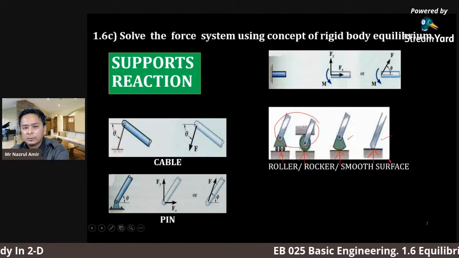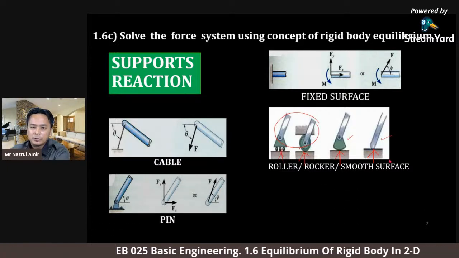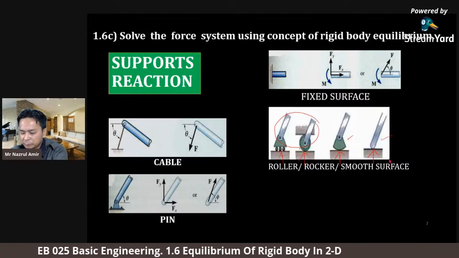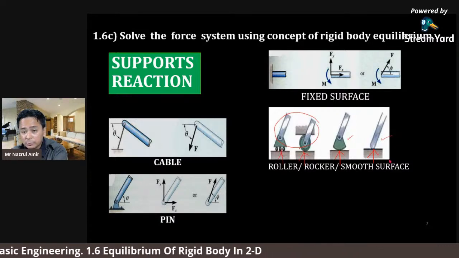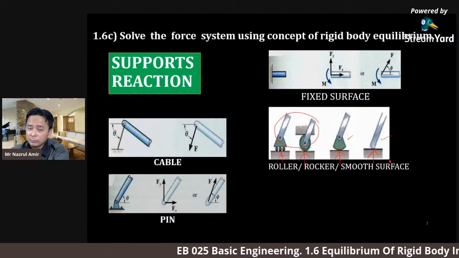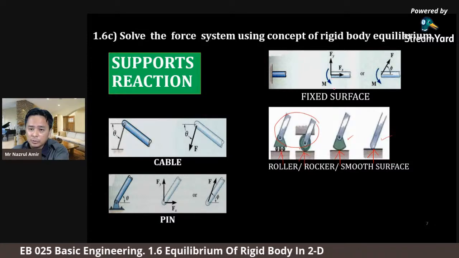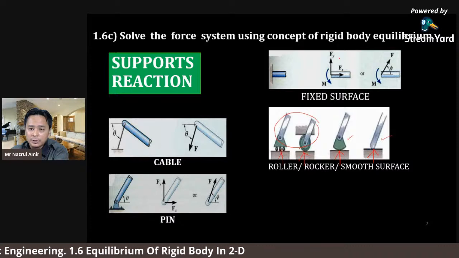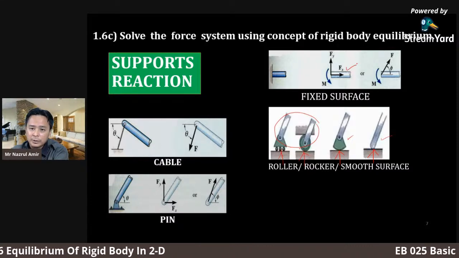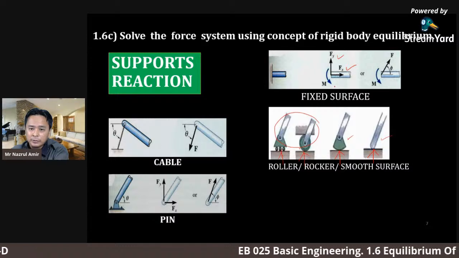Next, this is what we call fixed support. Fixed support will always be used alone. Fixed support doesn't need another support in the system. So fixed support can stand alone because it will produce the most unknowns in this equilibrium system. It will produce three unknowns, which are force in x, force in y, and moment reaction.